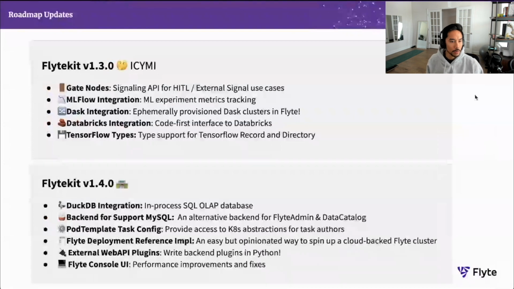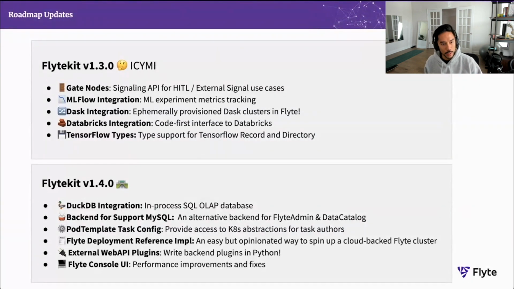We also added 3 integrations: MLflow integration for tracking logging metrics during your experiments that might happen in a Flyte task, the Dask integration, and the Databricks integration. We'll hear about the Dask one pretty soon. Kevin, our own Kevin Su, gave a talk on the Databricks integration, so you can look back at our recordings there if you're curious. And last but not least, TensorFlow types, which adds direct type support for TensorFlow records and directories of examples.